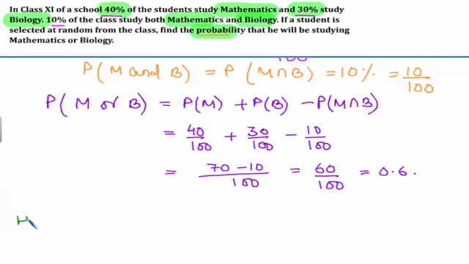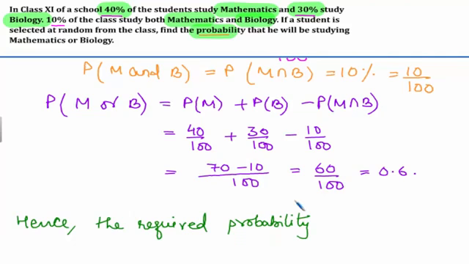Hence, the required probability that if a student is selected at random from a class, he will be studying mathematics or biology is 0.6. This completes the solution.